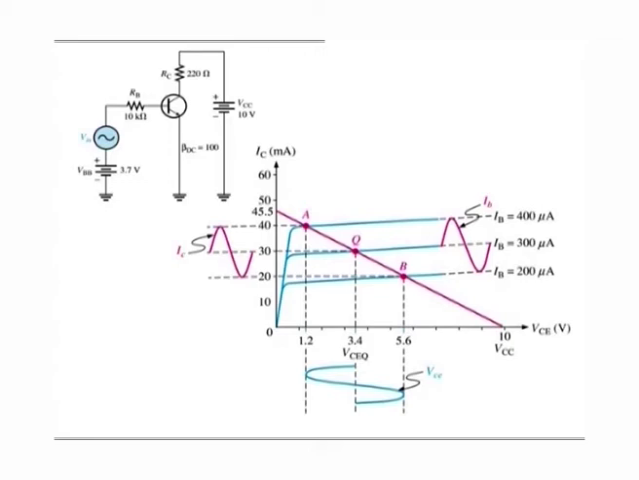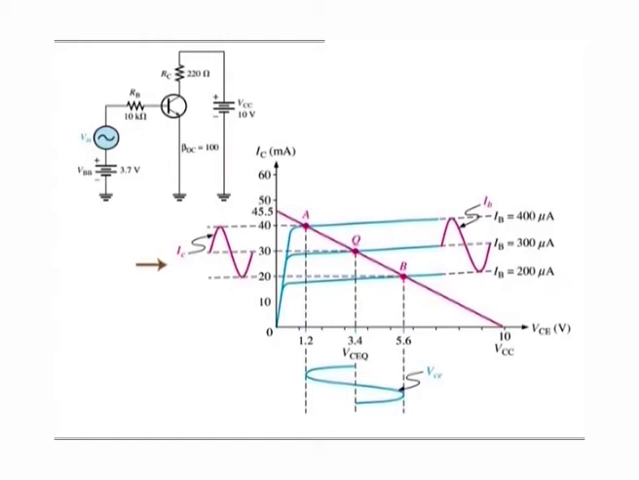AC quantities are indicated by lowercase italic subscripts. Assume a sinusoidal voltage V in is superimposed on VBB, causing the base current to vary sinusoidally 100 microampere above and below its Q point value of 300 microampere. This in turn causes the collector current to vary 10 milliampere above and below the Q point value of 30 milliampere.